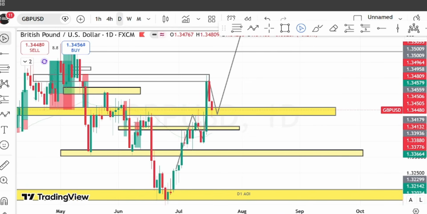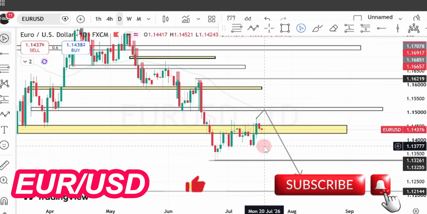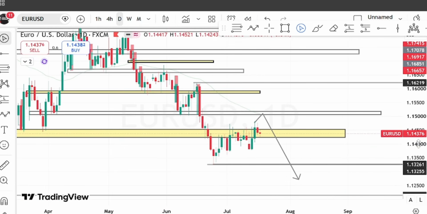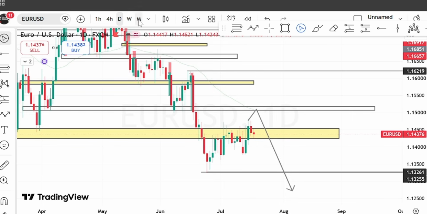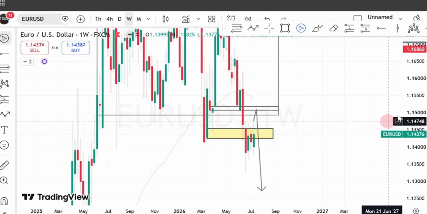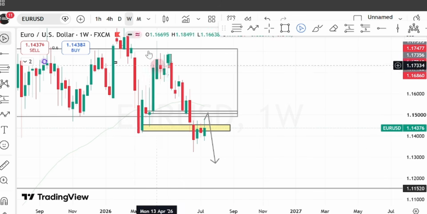Up next is EURUSD. For EURUSD, price did not do so much last week. Price has been in a slight range too on the EURUSD. Let's check the weekly time frame. So price is still very much ranging on here. I know price will definitely drop, but you don't expect price to drop just like that on such a zone.